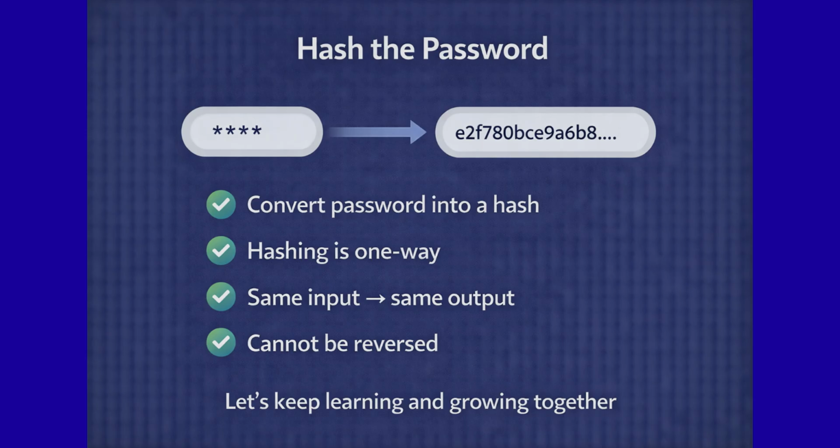A hash is a one-way transformation of the password. That means you can't take the hash and turn it back into the original password. The same password will always produce the same kind of hash, but it can't be reversed. So even if someone gets access to the database, they don't get the actual passwords. Now let's look at how we do this in code.